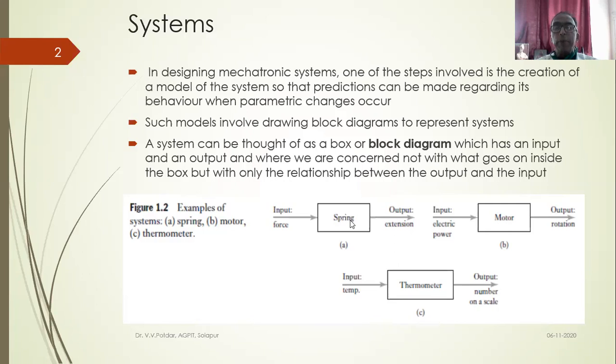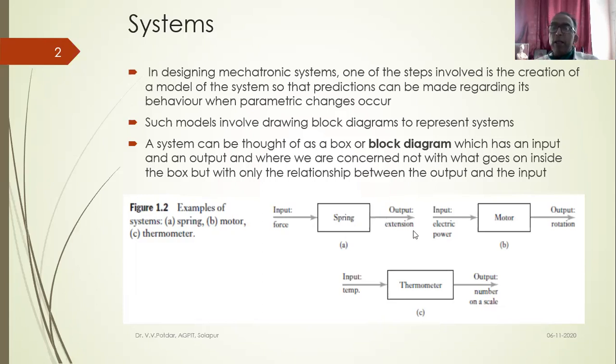Suppose I have a spring. I apply some force and the spring stretches. If I want to depict that functioning in the form of a block diagram, I write spring inside the box. Input is the applied force, and the output is the extension of the spring. So a system is a diagrammatic representation. A system has some input and it gives out some output.